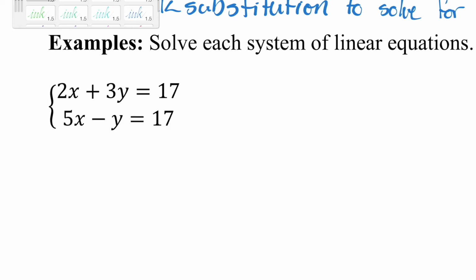For our next, this is just another example on how to solve. I have my x and y's already lined up, which is really nice, but they don't have the same coefficients. None of them do. So what I do notice is that my y's at least have opposite signs. So what I could do is multiply the equation on the bottom by 3 so that I would have a positive 3y in the first equation, a negative 3y in the second equation, and then they could cancel out.